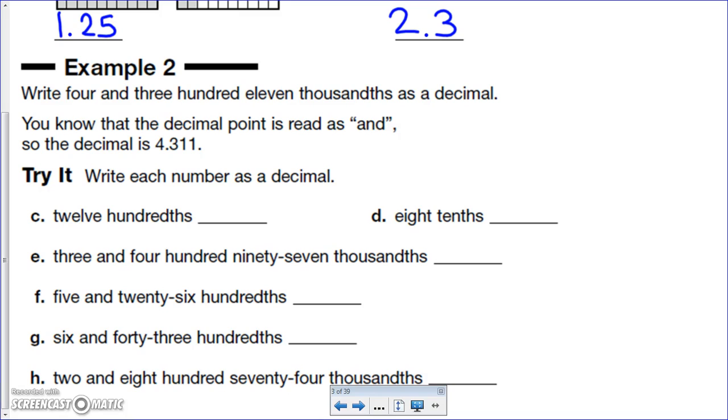For the try it, we're going to write each number as a decimal. For C, we have 12 hundredths. Because we don't have an and, we know the number is less than 1. So our decimal is going to be written as a 0, a decimal point, and then the 1 and the 2 to represent the 12 hundredths.